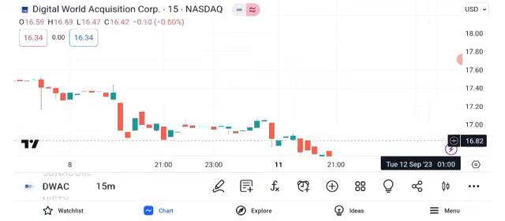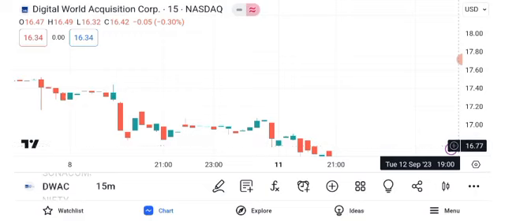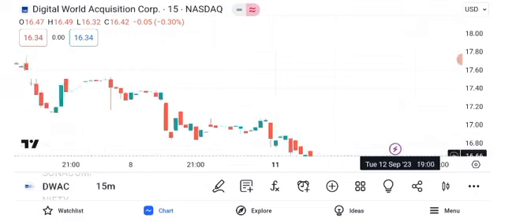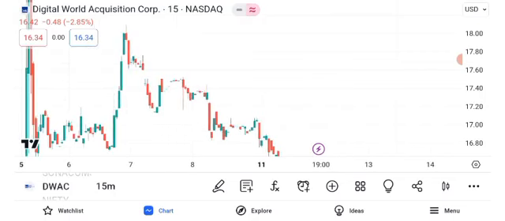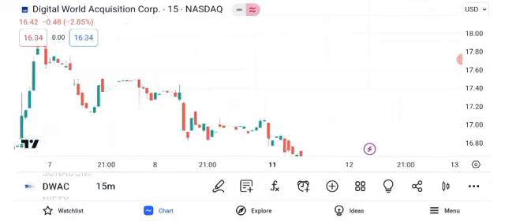To wrap things up, Digital World Acquisition Corporation, DWAC, is undeniably one of the hottest stocks in the market right now. While it has experienced significant price swings and chart patterns, remember that the stock market is dynamic and influenced by various factors.